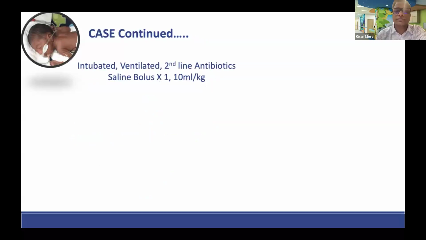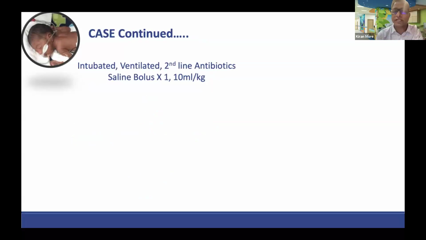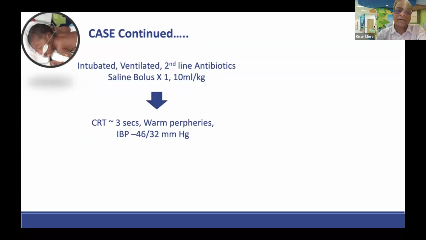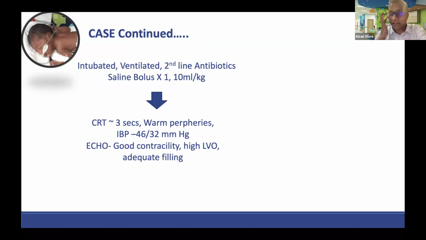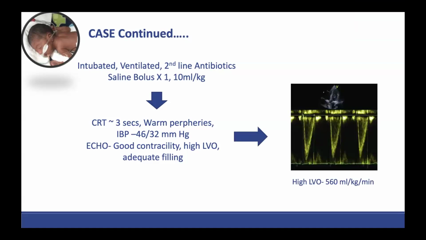Normally what you would do is intubate, ventilate, start antibiotics, and a saline bolus was given. Cap refill was 3 seconds, warm peripheries, blood pressure was acceptable, 46 by 32. I did the echo, and it showed good contractility, high cardiac output, high LVO, and adequate filling. The cardiac output was very high, 560 mL per kilo per minute.